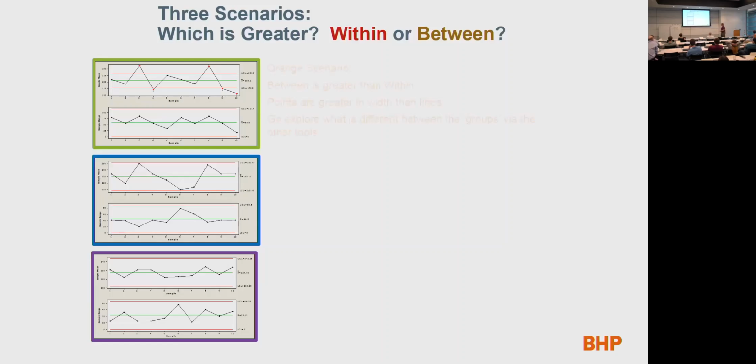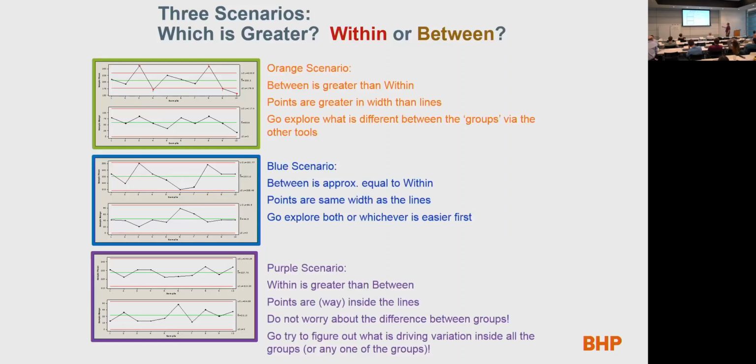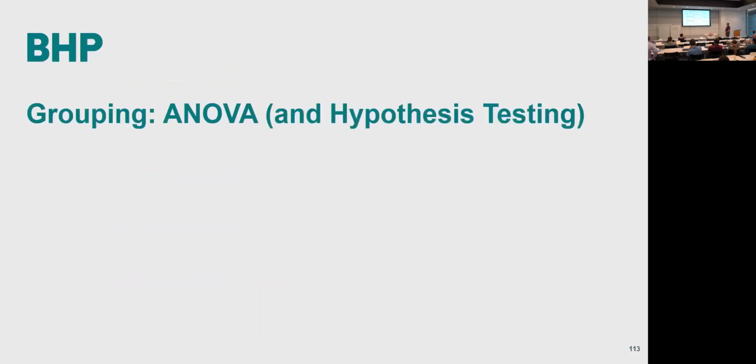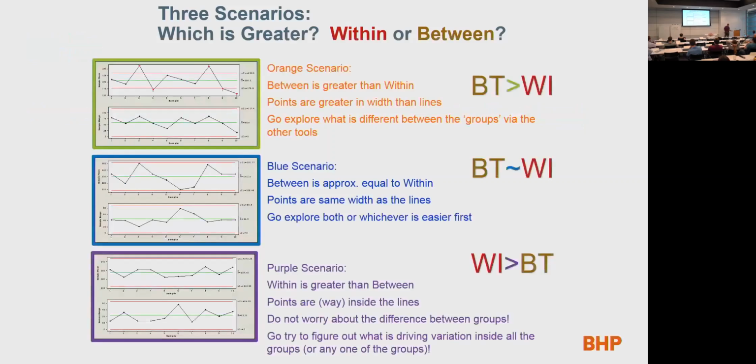All right, so all this shows you what the answers are, and you gave me the answer. Between is greater than within. They're about the same. Within is greater than between in this scenario. So I can label that like that. Between is greater than within, between is about the same as within, and within is greater than between. So what I thought I'd do real quickly is show you this with some real data.